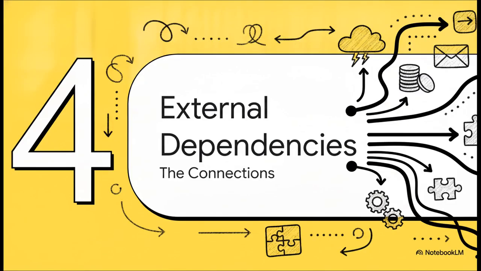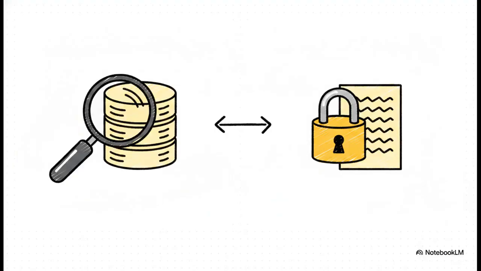On to Section 4. Key external service dependencies, the connections. Because let's face it, absolutely no service operates in a vacuum. On one hand, you have internal dependencies like history rental service.java. This is an Omega service call that the Add Invoice portal uses to check whether a specific rental is actually present on the mainframe or not.